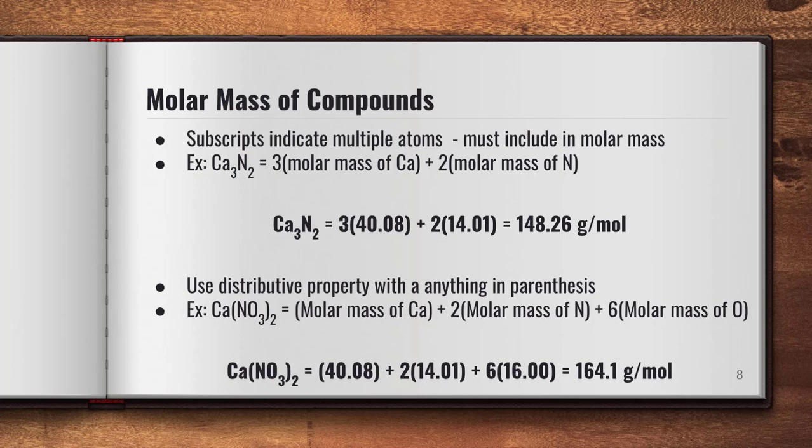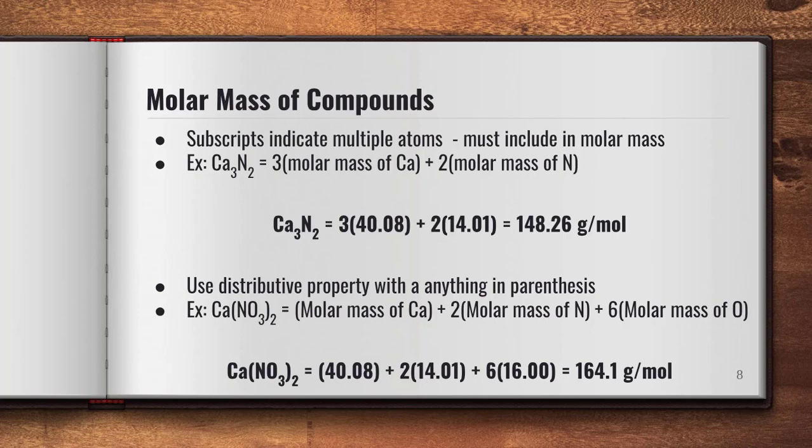Now, sometimes when you look at a chemical element or a chemical compound, what you'll find is that there are parentheses or brackets around parts of it. And you need to think about the distributive property of math. So if I look at the example here, calcium nitrate, Ca(NO3)2. Well, I've got 1 calcium, so that would be the molar mass of Ca, 40.08. The 2 distributes to both the N and the O. So here I have 2 nitrogens and 6 oxygens.